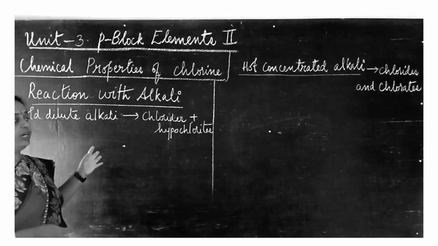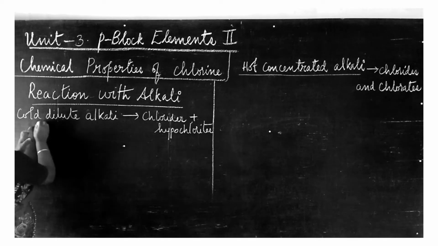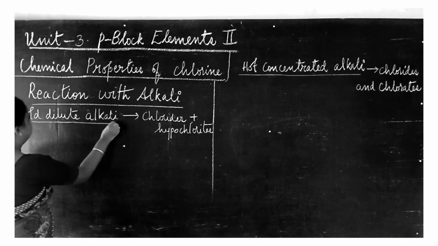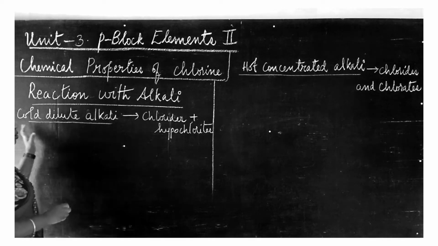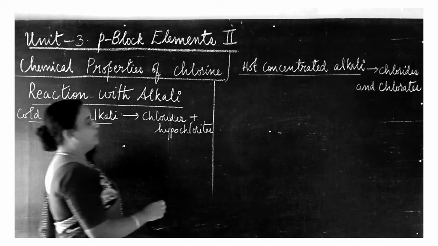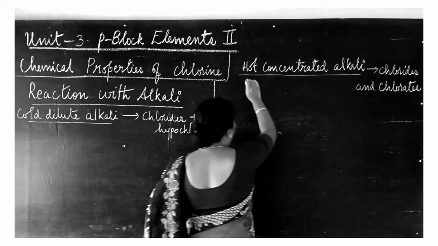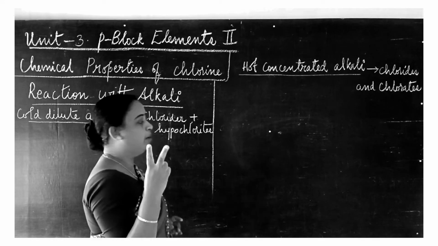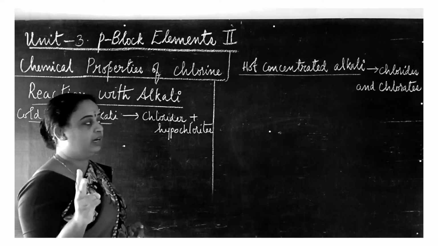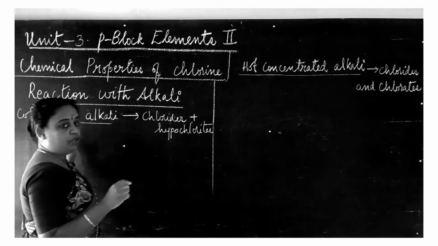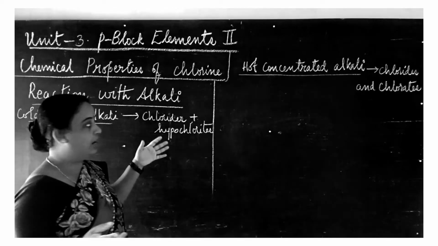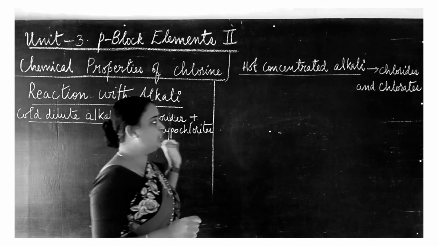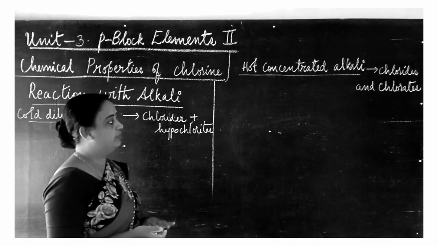So what are those two conditions? The alkali should be cold dilute alkali. Chlorine can react with cold dilute alkali, as well as with hot concentrated alkali. So these are the two conditions by which chlorine can react with alkali: the alkali should be cold dilute or hot concentrated. Only in these conditions will chlorine react with alkali.